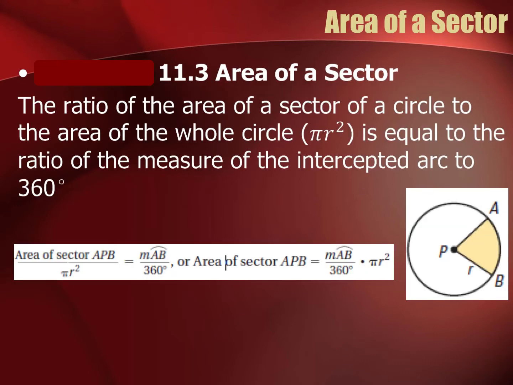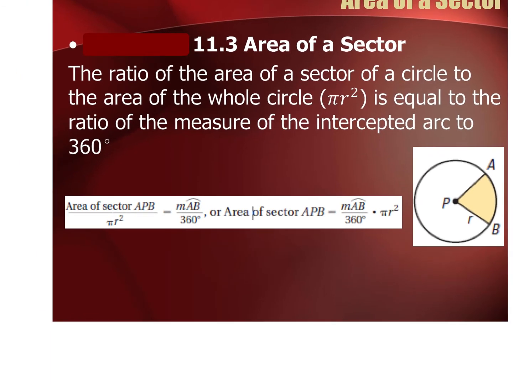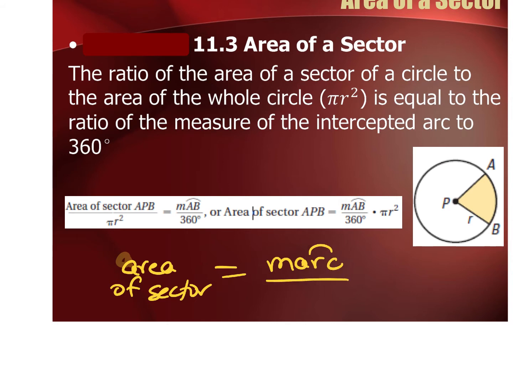So the area of the sector is the ratio of the area of a sector of the circle to the area of the whole circle, which is pi r squared. And it's equal to the ratio of the measure of the intercepted arc to 360. So to simplify what's in here in the white part, all you're going to do is define area of a sector. You're going to do the measure of the arc divided by 360, just like for the length of the arc, times the area formula, pi r squared.